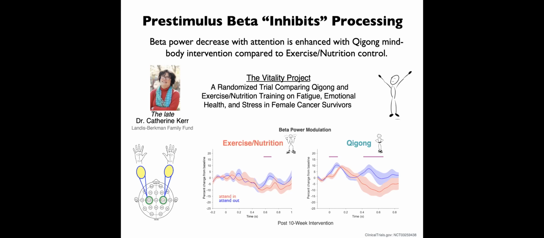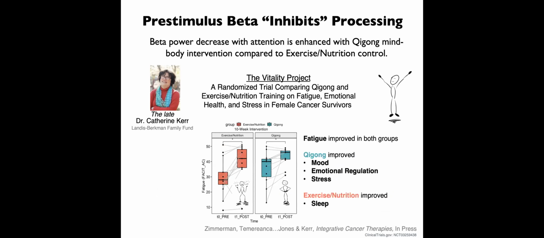Here I'm showing you the average data above both hemispheres. What you see is a similar phenomenon: when the subject is cued to attend to the hand, there's a decrease in beta power. This decrease appears to be more effective in the Qigong group. That suggests that they may be using these beta rhythms more effectively to regulate attention to the body. These EEG results are not yet published, but what we did just publish were the results from our primary outcome measures, which were our questionnaires assessing fatigue.